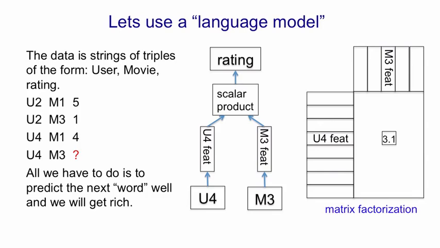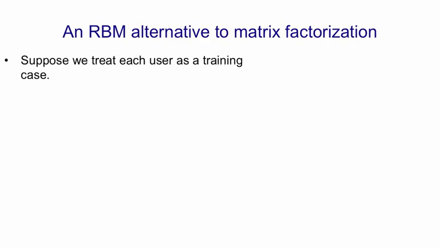So the matrix factorization model is the most commonly used model for collaborative filtering like this, and it works pretty well. Now let's consider an alternative model using a restricted Boltzmann machine. It's not obvious how you would apply a restricted Boltzmann machine to this problem, and so we had to do some thinking. In the end, we decided that we'd treat each user as a training case.